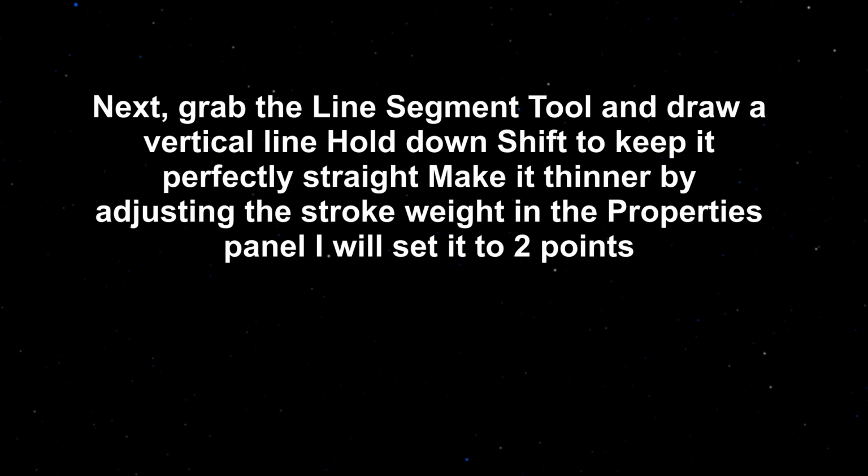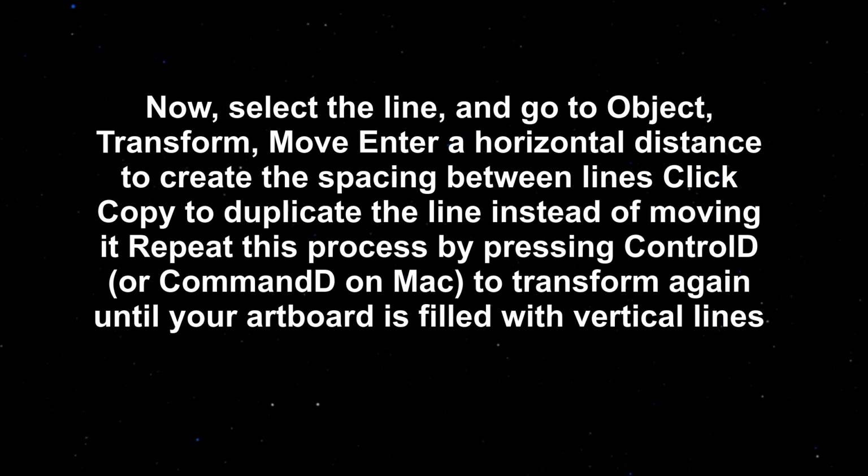Hold down Shift to keep it perfectly straight. Make it thinner by adjusting the stroke weight in the Properties panel. I will set it to 2 points. Now, select the line and go to Object, Transform. Move, enter a horizontal distance to create the spacing between lines. Click Copy to duplicate the line instead of moving it.